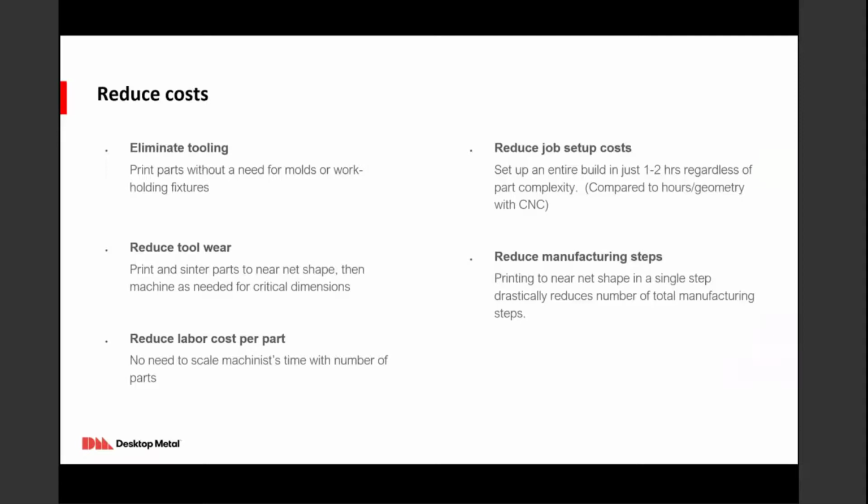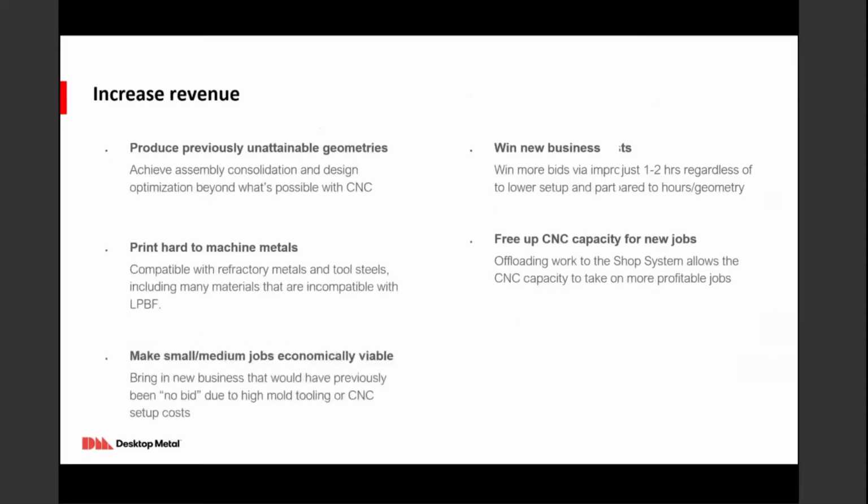There's 2 basic benefits to getting the shop system. You can save money, you can make money. You save money by eliminating tooling, minimizing tool wear, especially for parts that you might be printing tool steels that are hard to machine. You can reduce labor cost per part. Once an operator sets up the job, it then prints. You don't need to have labor associated with machining and setting up every part. And you do wind up with near net shape parts for which you can reduce the manufacturing steps.